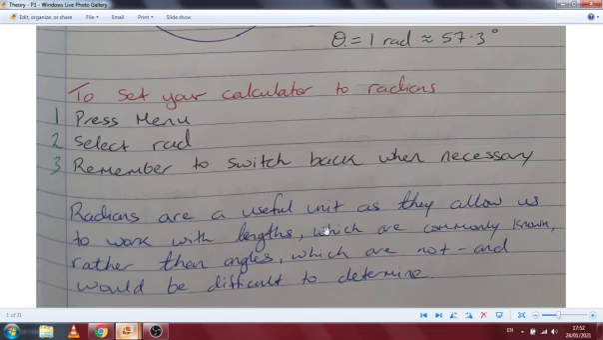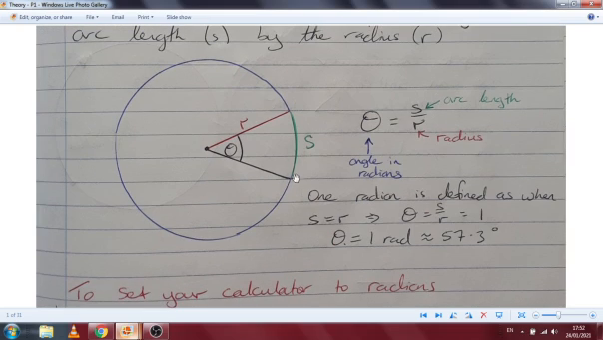So radians are a useful unit as they allow us to work with lengths which are commonly known rather than angles which are not, and it will be difficult to determine. So when we do look at circular motion, it will be much easier to see how far something has traveled in a circle, so the distance it's moved, rather than if we could figure out the angle it made while moving. If we just deal with the distance traveled and we know the radius, we'll be able to deal with more of our calculations, and it's much more normal to have those kind of measurements when we're dealing with physics.